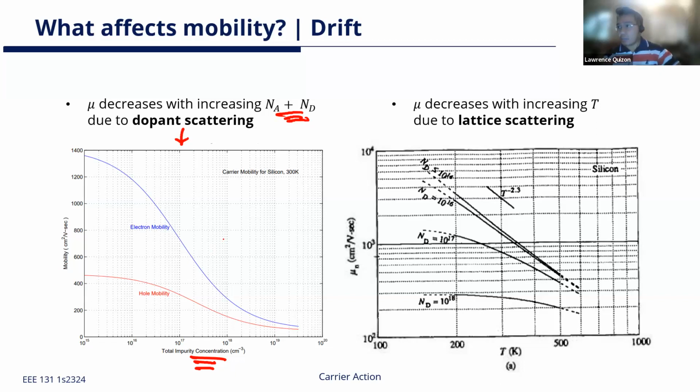Mobility reduces. Why? Because, as we've discussed earlier, the carriers scatter against dopants, right? So if there are more dopants to scatter against, it hinders the mobility, no? So then electron and hole mobility get lower as you increase the number of dopants, no? Likewise, the mobility also decreases with increasing temperature because of lattice scattering.